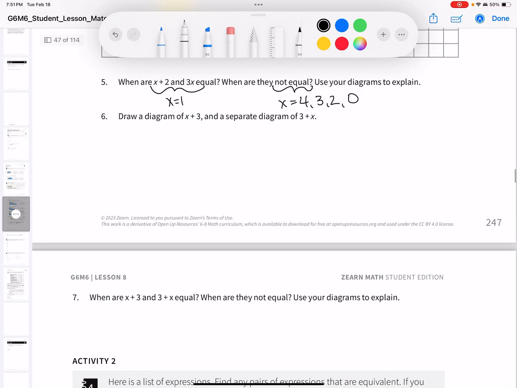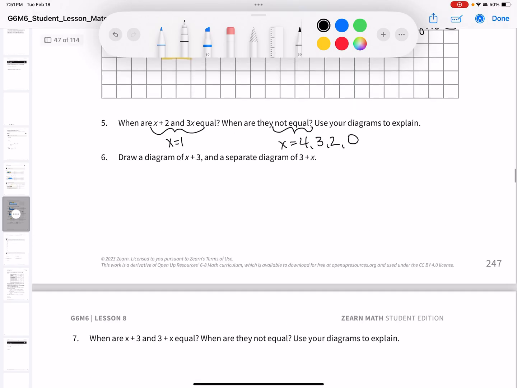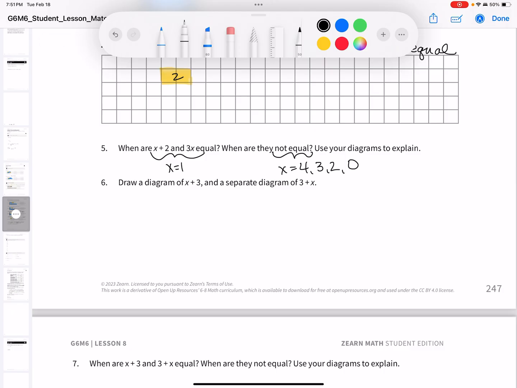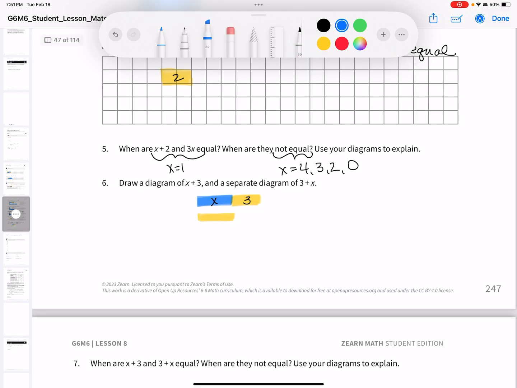Okay? Draw a diagram of x plus 3 and a separate diagram of 3 plus x. Okay, so we will have some distance of x, we don't know what it is, plus a distance of 3. So this is x, and this is 3. Now I'm supposed to draw a separate diagram of 3 plus x. Okay, so here's 3, and here's x.